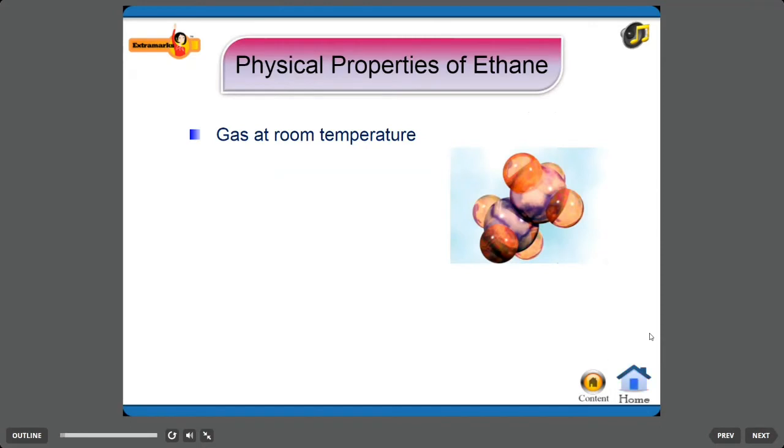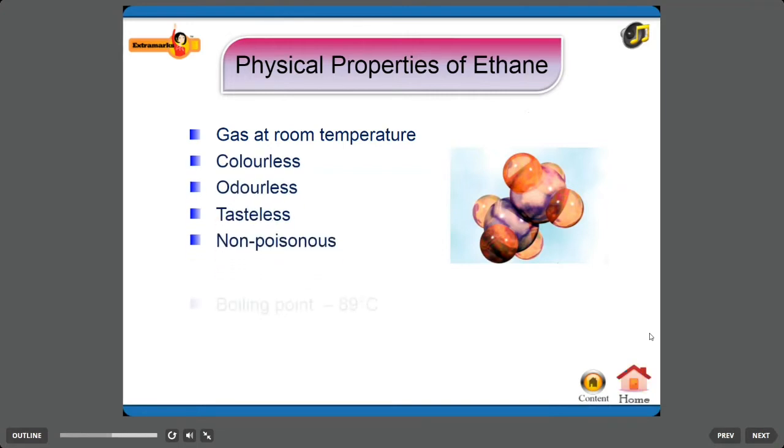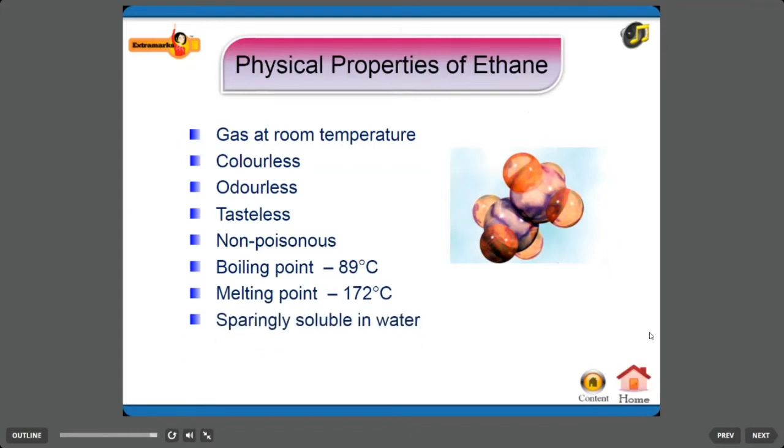Coming up next are the physical and chemical properties of ethane. First, we will discuss its physical properties. Ethane is a gas at room temperature. It is a colorless, odorless, tasteless and non-poisonous gas. The boiling point of ethane is -89 degrees Celsius and the melting point is -172 degrees Celsius. It is sparingly soluble in water but completely soluble in organic solvents.